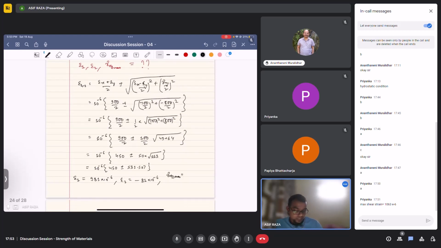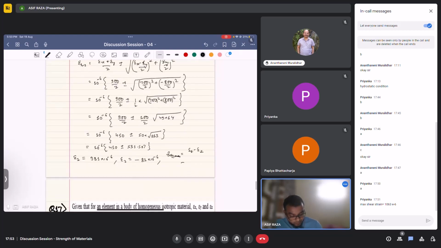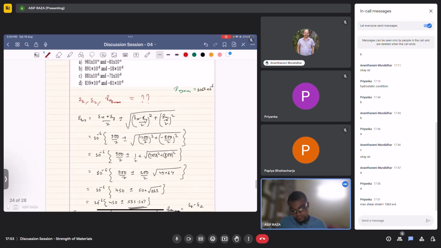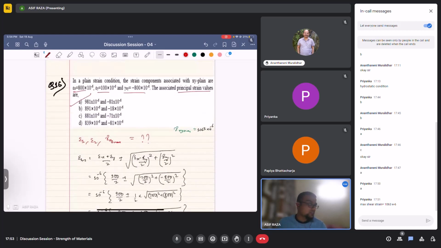Gamma xy max we can just write like this also, or you got this one, right? So you just double this one. So rather I'll just add this thing. So 981 minus minus 81, so kind of 1062 into 10 to the minus 6, so kind of a round off error or something like that. So yeah, it's nice. Option A is the correct answer.